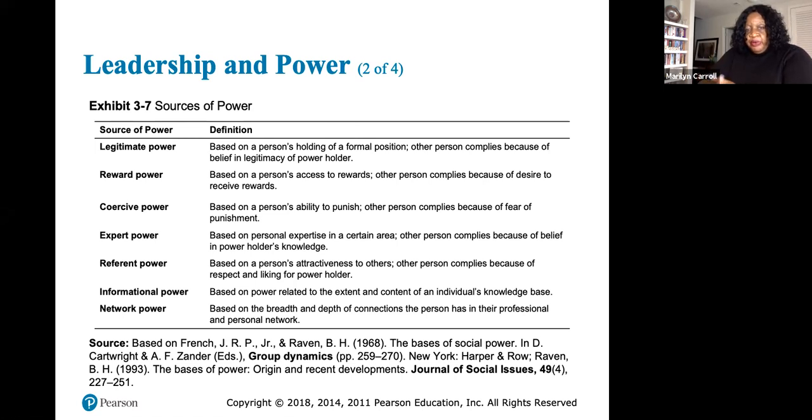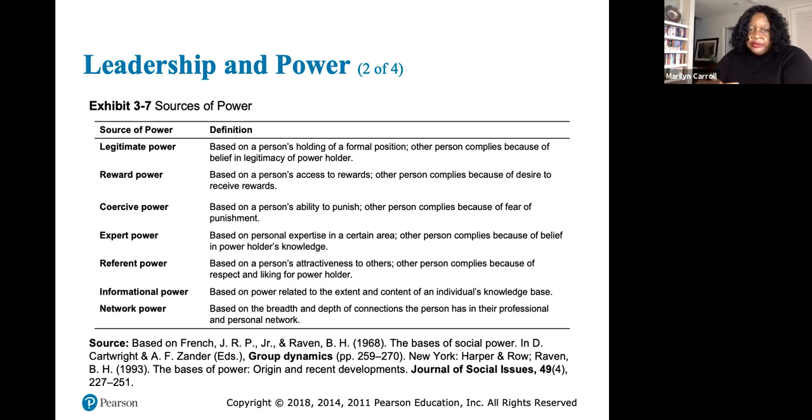Then we have expert power. Expert power is based on personal expertise in a certain area. The other person complies because of the belief in the power holder's knowledge. I listen to you because you happen to be the professor. I believe in what you're talking about because you are the professor and you should know. You should have studied or have the credentials to say what you're saying.